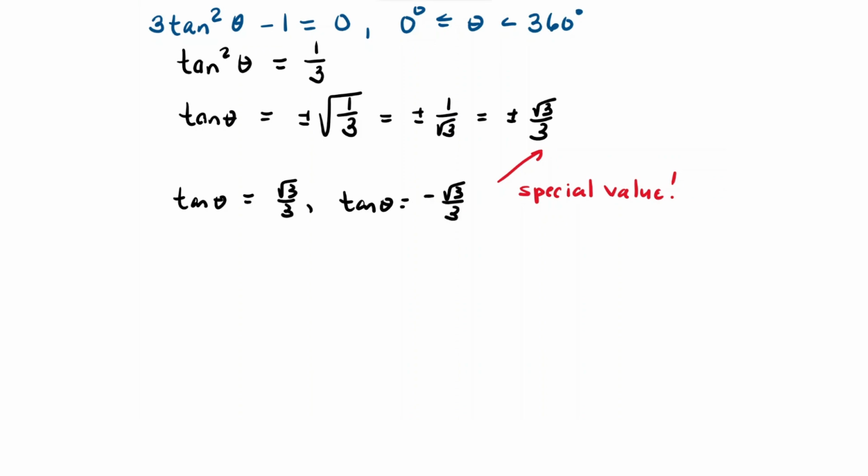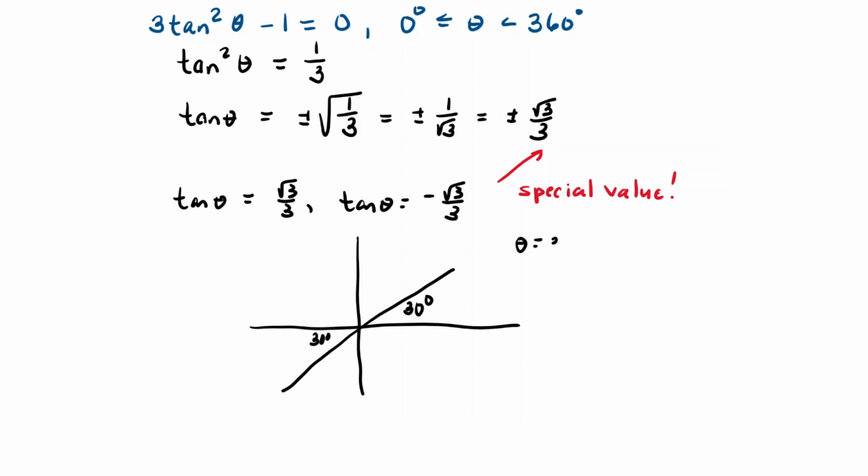Now, if you remember how reference angles work, we know that having a value of root 3 over 3 and negative root 3 over 3, they're going to share the same reference angle. They're just going to be in different quadrants. So just take a look. Root 3 over 3 corresponds to 30 degrees. So that's in the first quadrant. And we know that tangent is also positive in the third quadrant with reference angle 30 degrees. So this means that theta is equal to 30 degrees as well as 210 degrees.